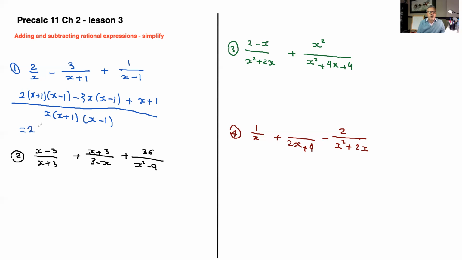So that's 2 brackets. If you foil this, this is the difference of squares. If you want to take a shortcut, say that's x squared minus 1, because when you foil it, the middle stuff is going to cancel. And this here will be minus 3x, x minus 1. Sorry, I forgot to write the x there. So x and x plus 1.